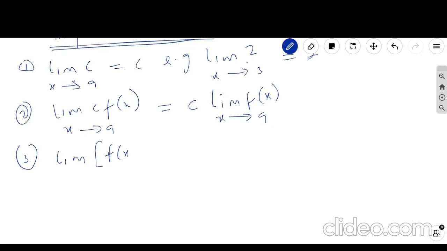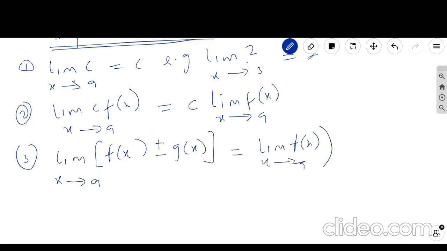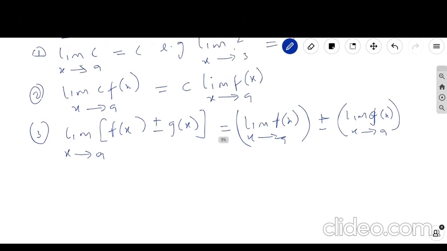Then property 3 says that the limit of f of x plus or minus g of x, when you have two functions added together or subtracted, can also be written as the limit of f of x as x tends to a, plus or minus the limit of g of x as x tends to a. It means we can separate the functions, solve them separately, then add or subtract them.